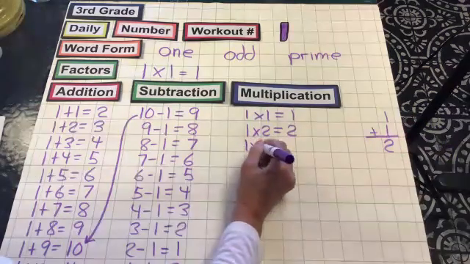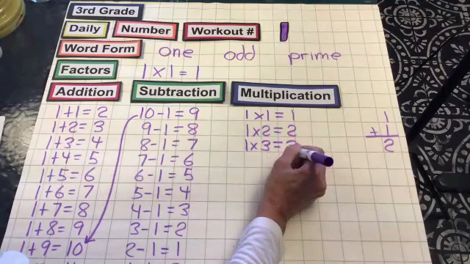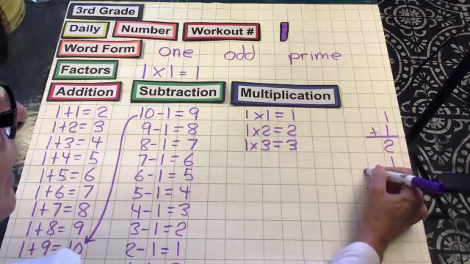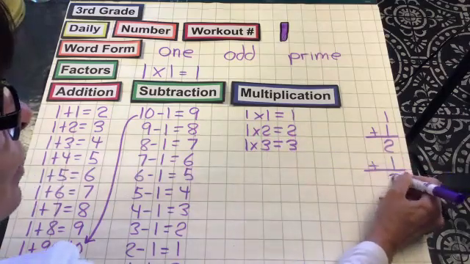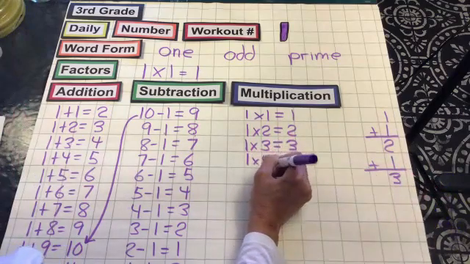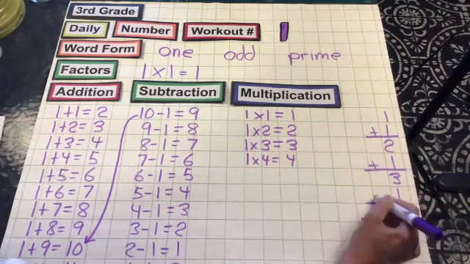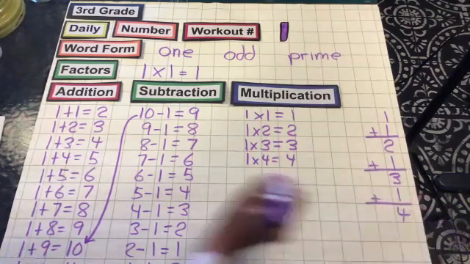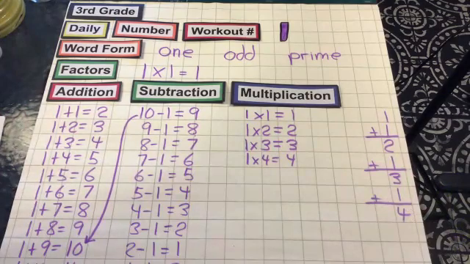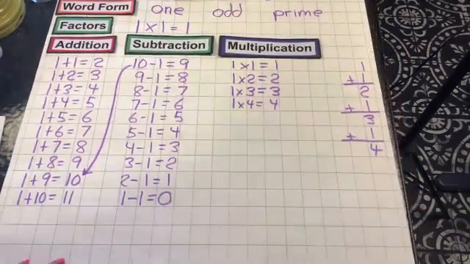Now we're going to do 3 ones. 1 times 3 equals 3. So if we add another one here, of course we get 3. And 1 times 4 equals 4. So if we add another 1 here, we get 4. Can you see how we're doing that down the side of our page? I'm going to move my paper up a smidgen so we have plenty of room for all that addition.